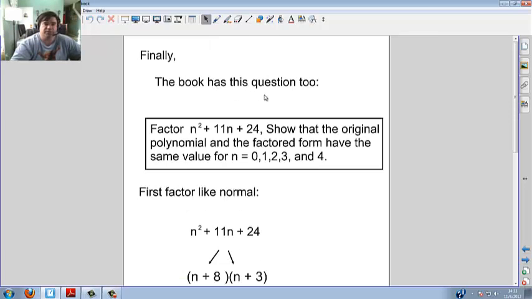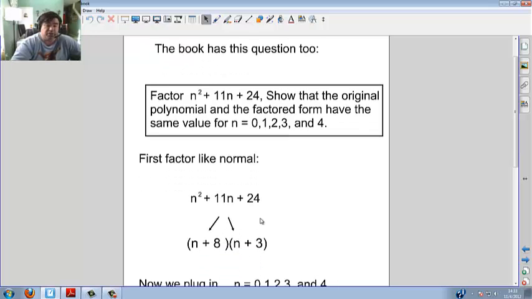Finally, the book has this question too. Factor n squared plus 11n plus 24. Show that the original polynomial and the factored form have the same value for n equals 0, 1, 2, 3, and 4. All you gotta do is first factor like normal. So okay. By this point, hopefully you can see that 8 and 3 make 11, and 8 and 3 times make 24, so you're good to go.